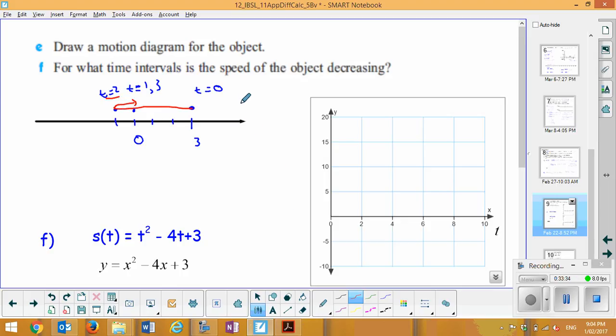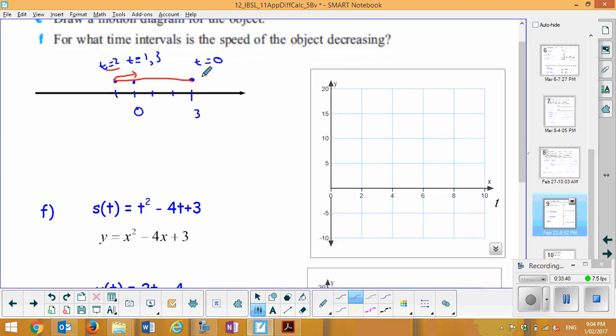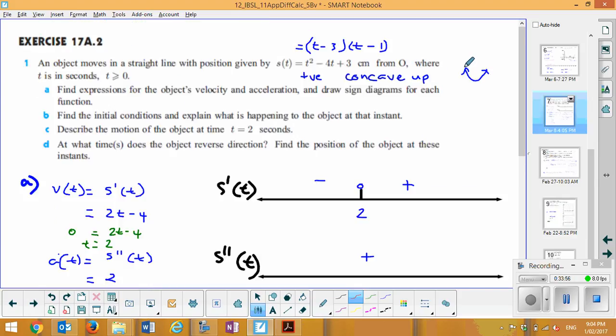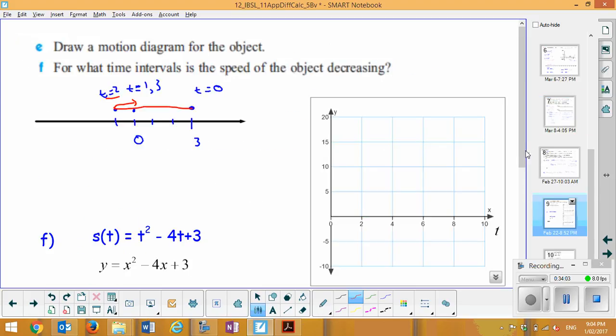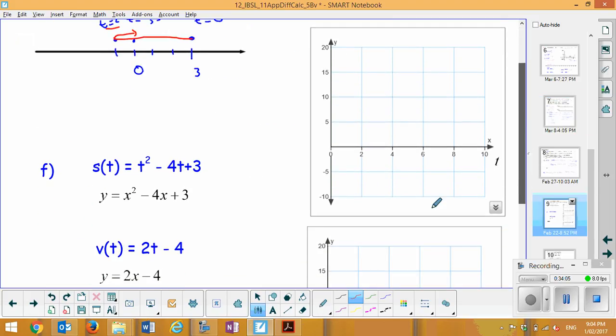For what time intervals is the speed decreasing? Remember, it's going to be going at a certain speed, then it's going to slow down, stop, turn around, and go fast again. You can imagine that even just from looking at that diagram to start with. If it's coming down, it slows down, stops, then gets faster.